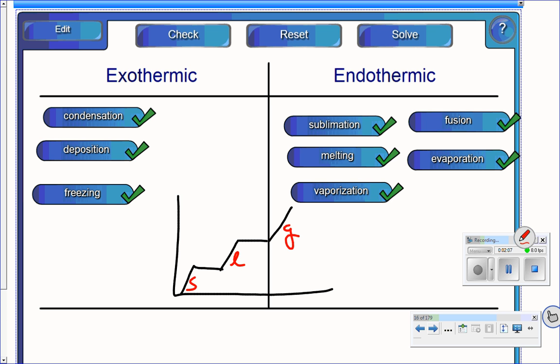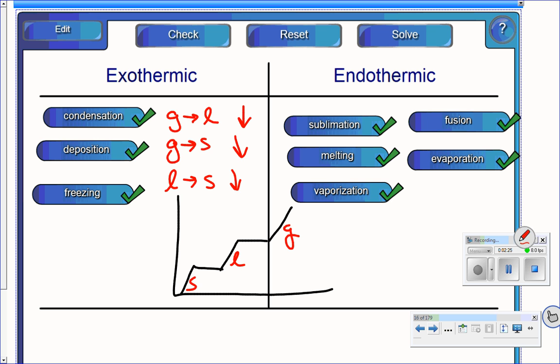Condensation is a gas to a liquid. That's actually going down on that curve. Deposition, gas down to solid, you're going down on that curve. Freezing, you're going from a liquid down to a solid.